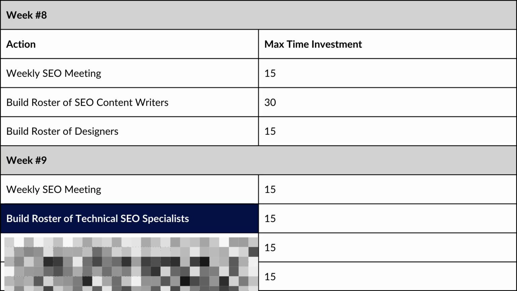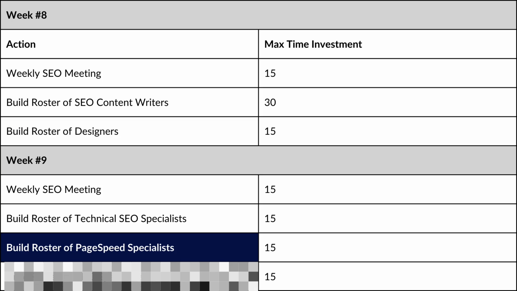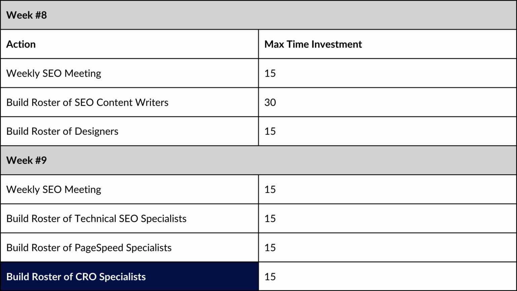And once your meeting cadence is set up, you'll spend weeks 8 and 9 building your SEO roster. I recommend finding an agency or a roster of specialists who can fulfill the following roles: SEO content writing, design, technical SEO, page speed optimization, and conversion rate optimization.